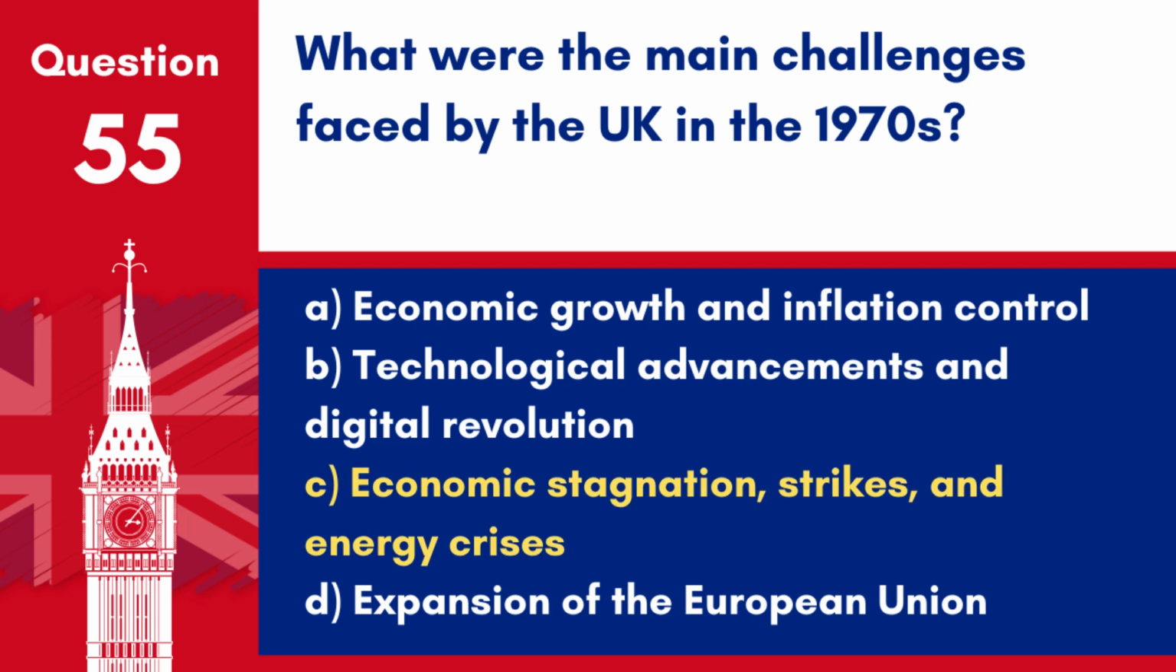Answer: C. Economic stagnation, strikes and energy crisis. The 1970s were marked by economic challenges in the UK, including stagnation, widespread industrial strikes and energy crisis.